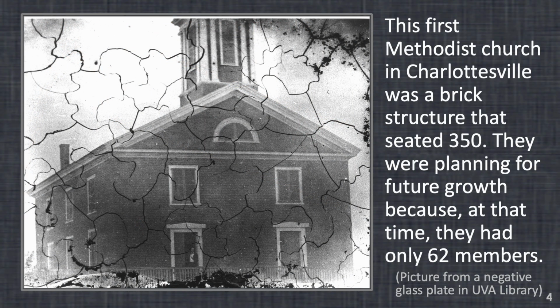As I mentioned earlier, it has been 190 years since the very first Methodist church was completed in Charlottesville in 1835. This Methodist Episcopal Church was a brick structure that seated 350 worshipers. It is evident that they were planning for future growth of the congregation because at the time they had only 62 members. It was the general opinion in that era that musical instruments did not belong in a church, so there was no organ.